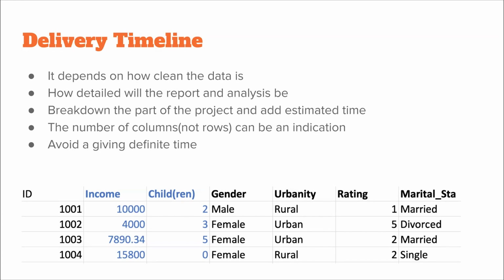You also want to check the number of columns the data has, not rows. These are columns, these are columns. If your data has more columns, it most likely means you have more work to do or more analysis to run. We don't care about the number of rows, whether we have 5 rows or 10,000 rows. That is not an indication of how complex the analysis is going to be. It might be if you are cleaning your data manually, but if you're cleaning in an automated way, you would not care about the rows. The most important factor in delivery is the number of columns you have. So, like I said, avoid giving a definite time. Ensure what you are giving is an estimated time.